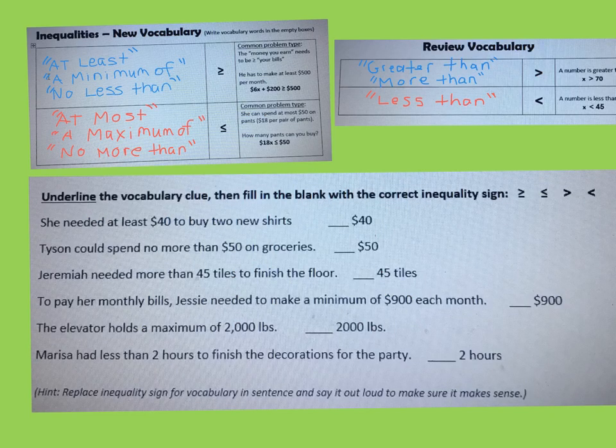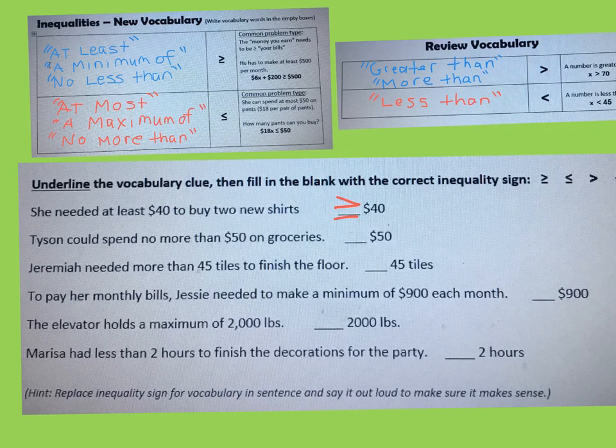All right, let's practice using some of this vocabulary and translating it into the inequality sign. The first one you have on your sheet says she needed at least $40 to buy 2 new shirts. So what inequality sign would we fill in here? I would look up here, at least means greater than or equal to, so I would have to have greater than or equal to $40 to buy 2 new shirts.